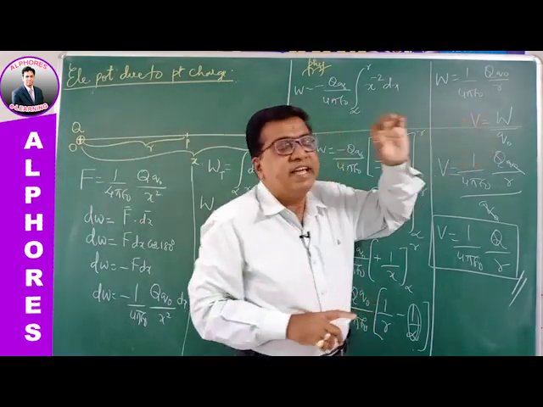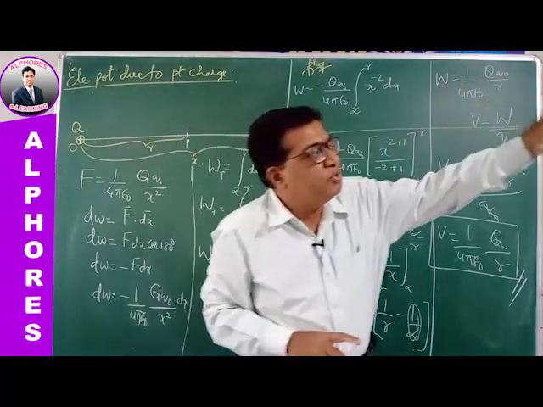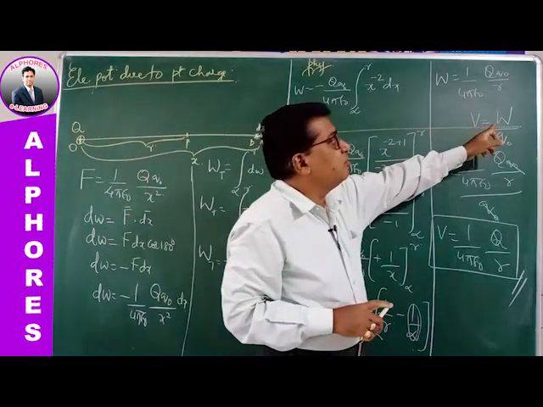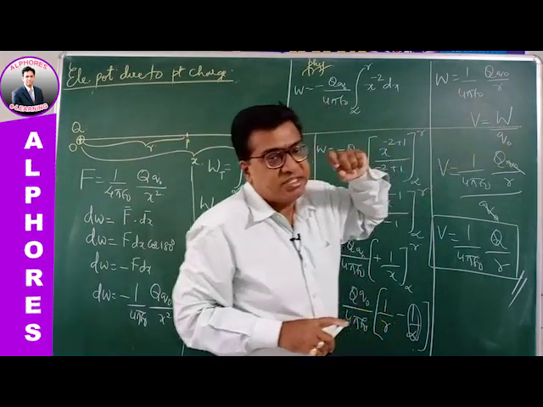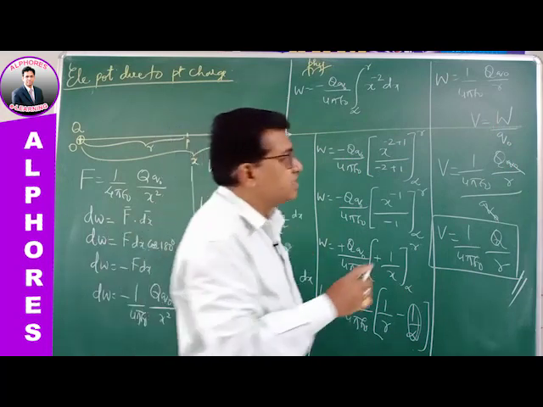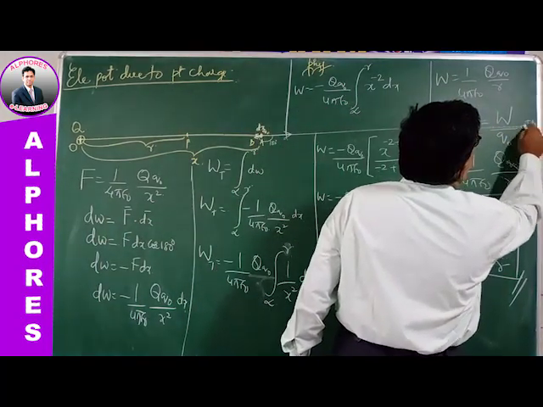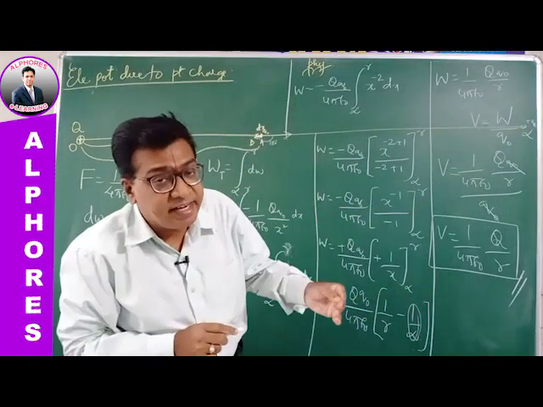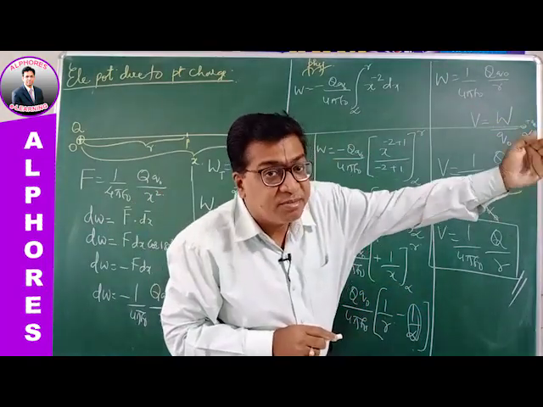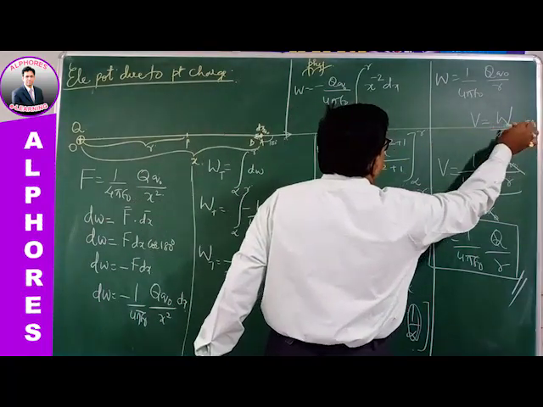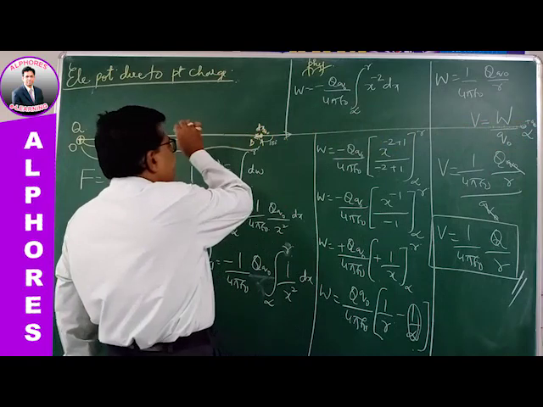Electric potential is the amount of work done in moving a unit positive test charge from infinity to the point in the field. So it is the amount of work done on a unit positive test charge. Now consider a unit positive test charge q naught at infinity. Now, the work done in moving that unit positive test charge from infinity to the point. So I am moving the unit positive test charge from infinity to this point P.